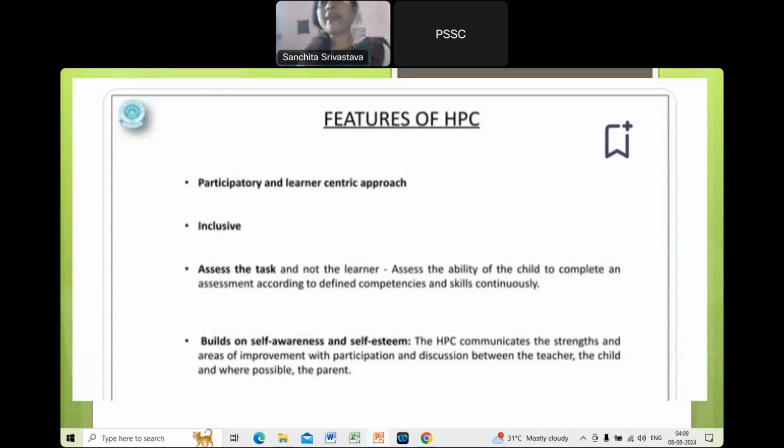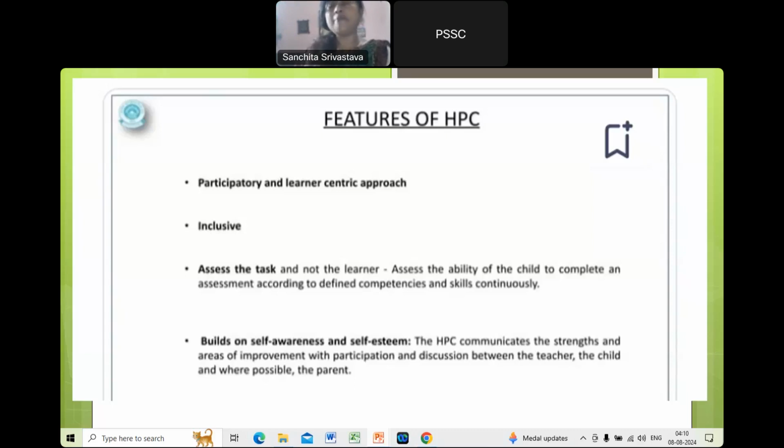And what are parents? A parent is not somebody who will come one day to take the report card and say, oh, my child is good at maths, but my child is not good in a particular subject, so he has to be judged by that. No, here it is a collaborative effort, and that communicates the strength and areas of improvement of the child. So the parent is also responsible.